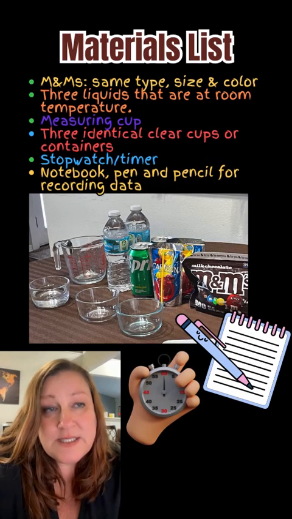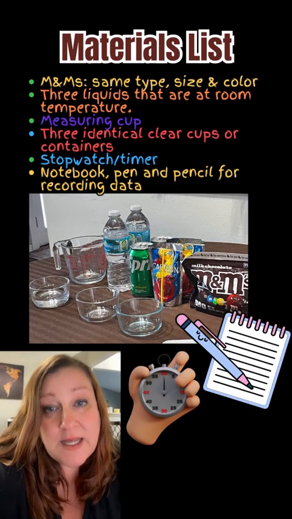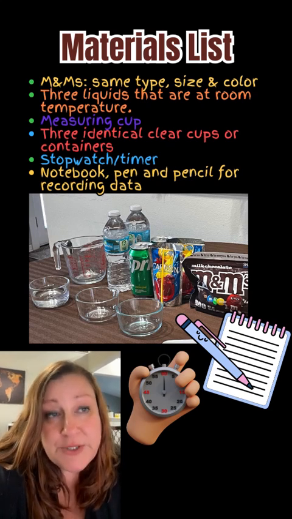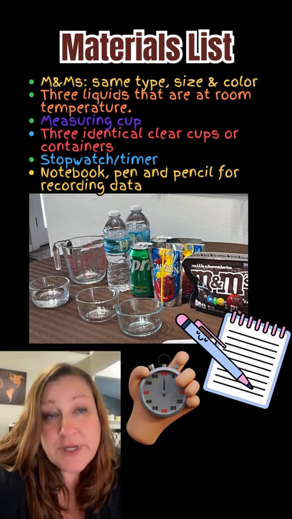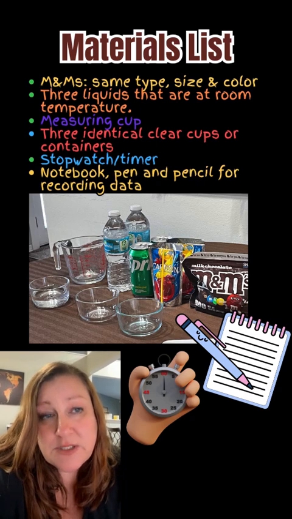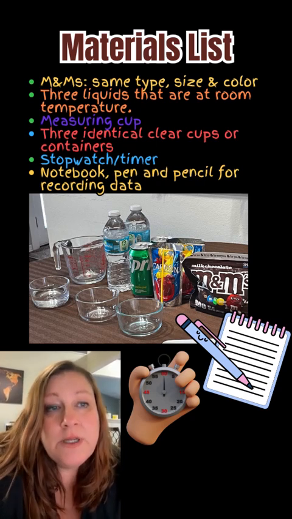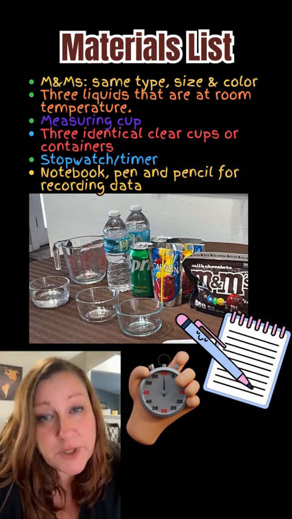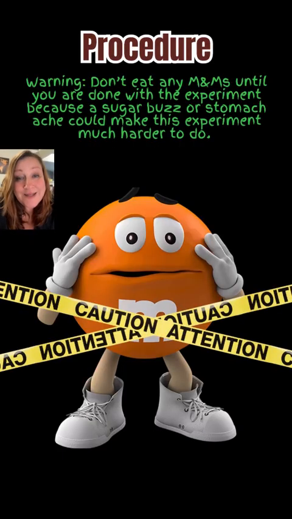And the materials list is going to be M&Ms, the same type, size, and color, 3 different liquids that you choose that are at room temperature, a measuring cup, 3 identical clear cups or containers, a stopwatch/timer, could be on your phone, a notebook, pen, and pencil for recording your data. Warning, do not eat any M&Ms until you're done with this experiment because a sugar buzz or a stomach ache could make this experiment much harder to do.